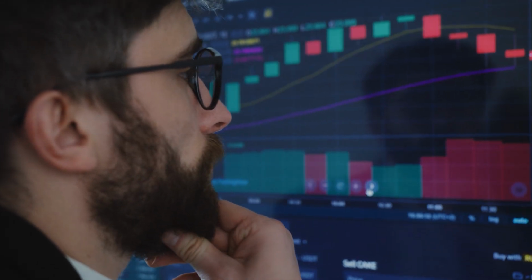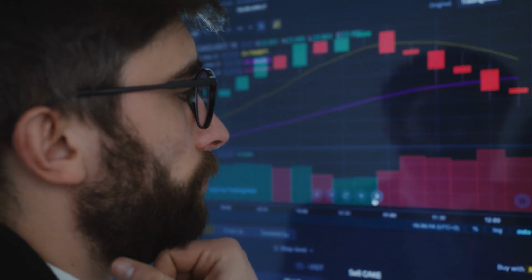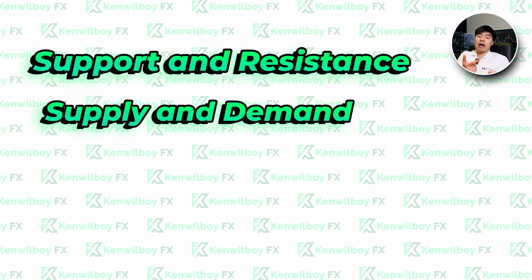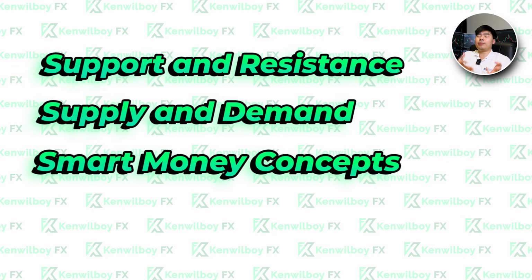Okay, so let's begin. When to buy and when to sell? The answer is actually, it depends. It depends on which strategy you are using. Is it support or resistance, or is it supply and demand? Is it smart money concept? It depends. Every strategy has its own style. Maybe in one strategy it's time to sell, but in another strategy it's time to buy.